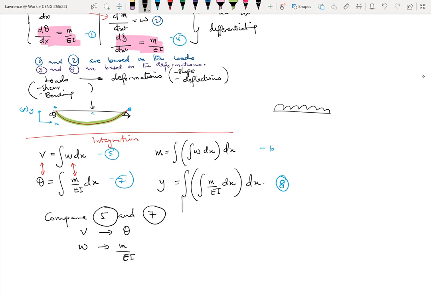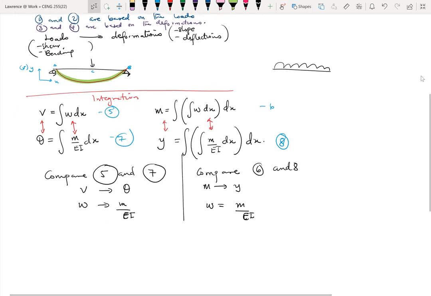Okay. Now, if you compare 6 and 8, okay. So again, you can look at something like this. You would realize that with 6 and 8, the moment can give us the y, which is the deflection. Or deflections can give us the moment. We look at why this comparison is important. And again, we can see that our w is to M over EI. So that has not changed. Okay.